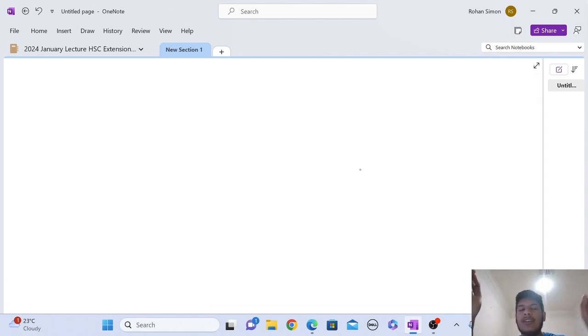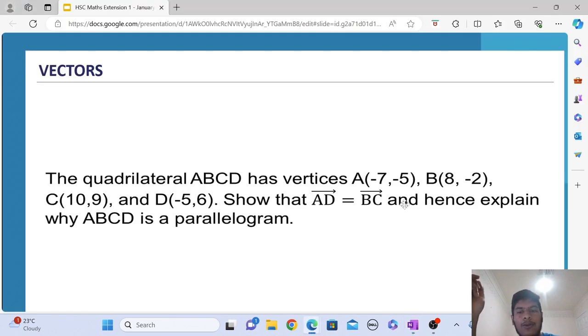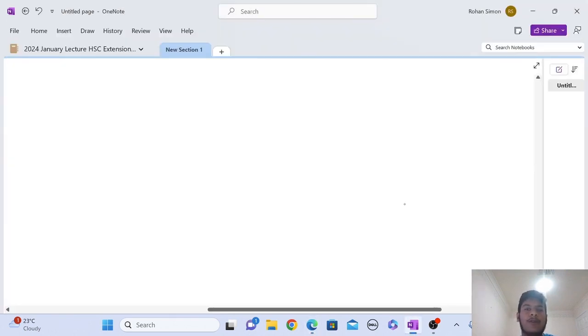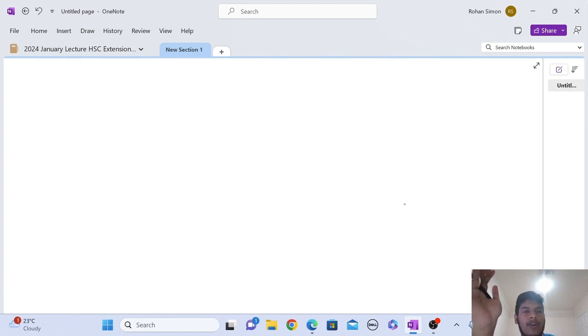But if we can show that AD equals BC, then we should have a fairly good idea of what the parallelogram looks like. But in this case, I don't know which way it goes, so I'm just going to deal with it in algebraic component form. It's not the best practice in 2 dimensions, but sometimes it's the necessary thing that you have to do. So AD, how do we express AD?